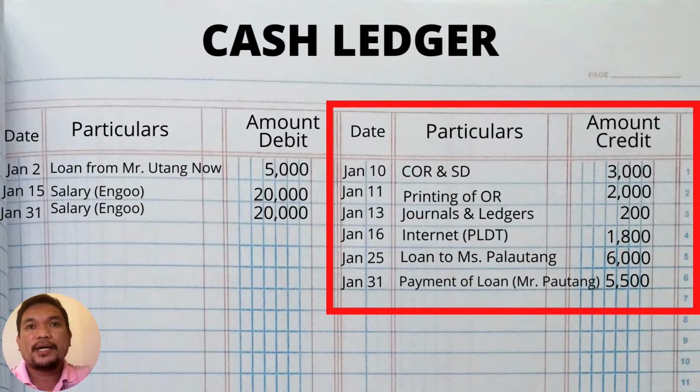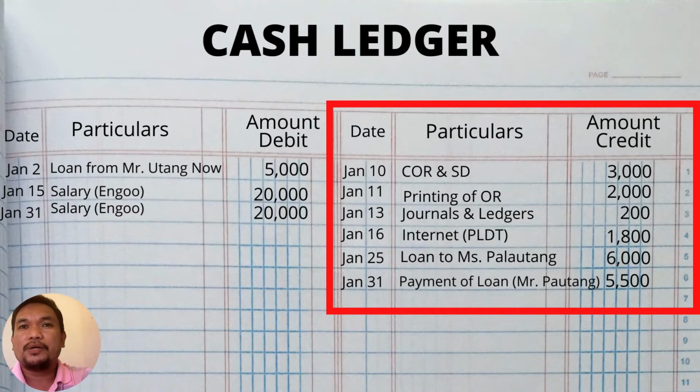Here, in the right side of your cash ledger, these are actually your expenses or your disbursements. Lahat ng mga pera na inilabas mo, na ginastos mo. So, dito mo yan ilalagay on the right side. Like for example, in our previous example, in January 10, nagbayad ka ng, or nag-apply ka for COR and SD. So you've spent the annual registration, the payment for the COR, and also the SD and notarization. So, ilagay mo siya dito. In our example, it amounted to 3,000.